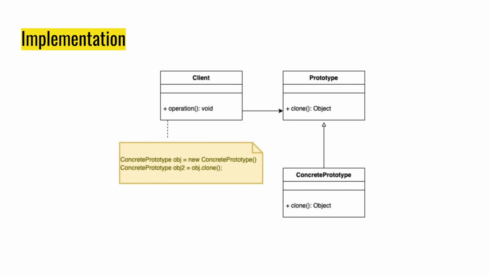The classes participating in the prototype pattern are the client, which creates a new object by asking a prototype to clone itself. Prototype declares an interface for cloning itself, and concrete prototype implements the operation for cloning itself.